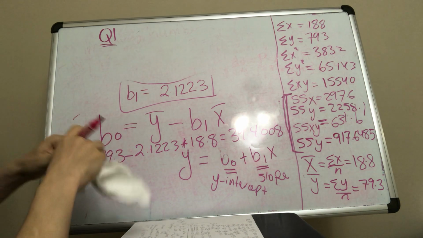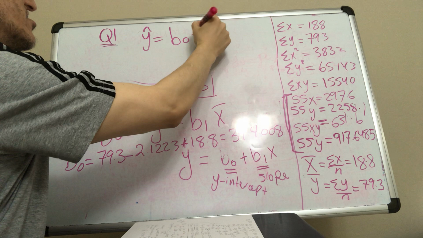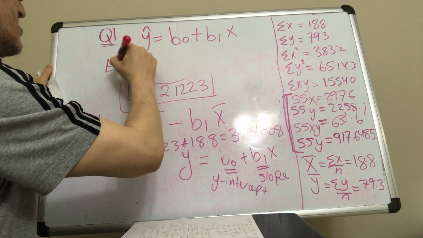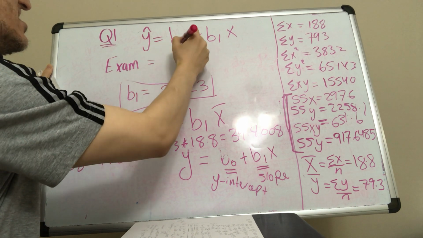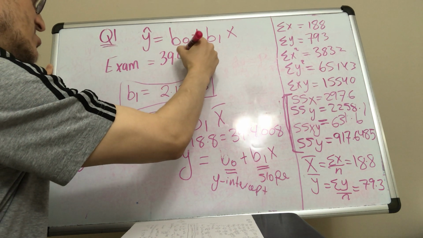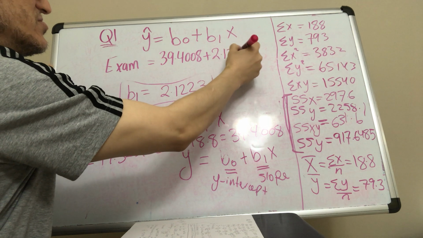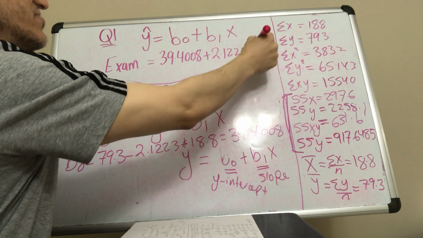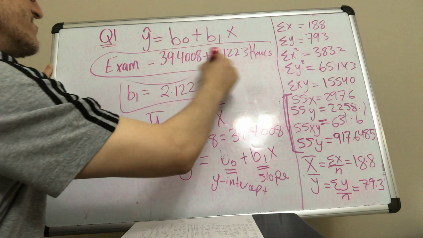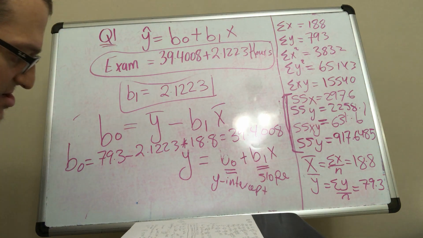Once you have the slope and the intercept, you can put everything in the equation. Y hat equals B0 plus B1x. I know that this is exam score. B0, we found this to be 39.4008. We found the slope to be 2.1223, and x would be hours. This is the equation that we're looking for. Good?